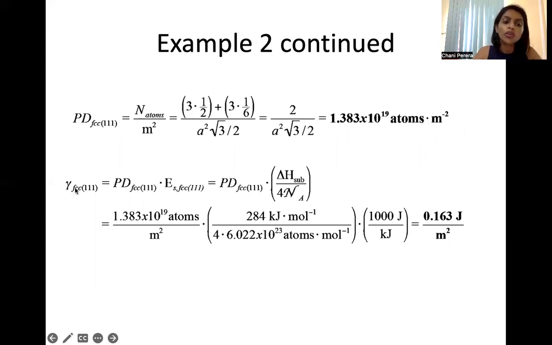And then if you want to find the surface energy for that FCC 111 plane for silver, all you have to do is find the PD value, the planar density value here, and you know the excess surface energy in terms of joules per atom. Then just multiply them together and you can find the surface energy in terms of joules per meter squared. I hope I am clear enough.